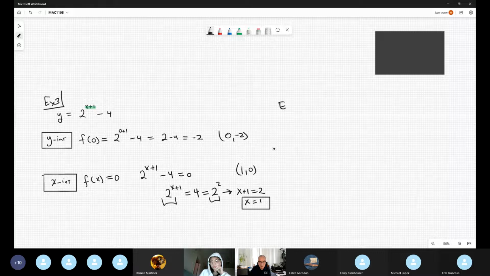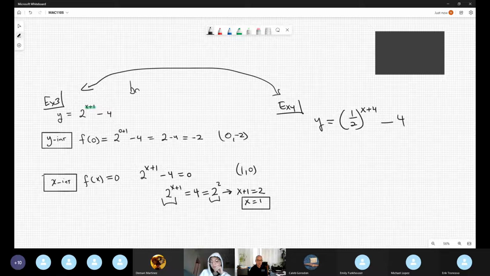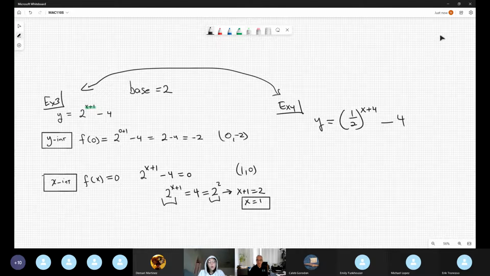Suppose example 4. Example 4 is y equals the base 1/2 raised to the x plus 4, minus 4. We compare this example and the previous example. In this case the base is 2. In this case the base is 1/2.